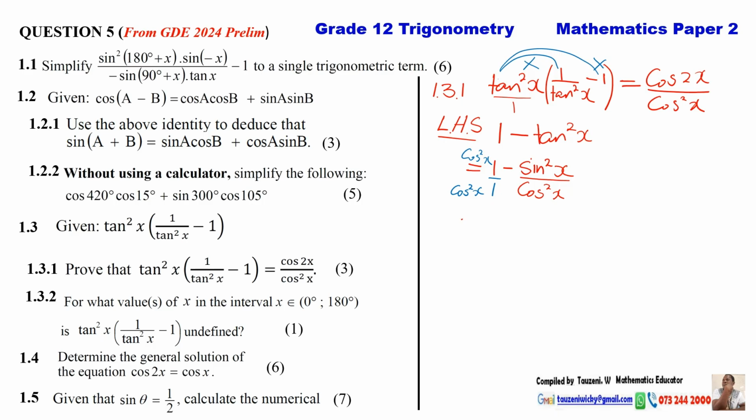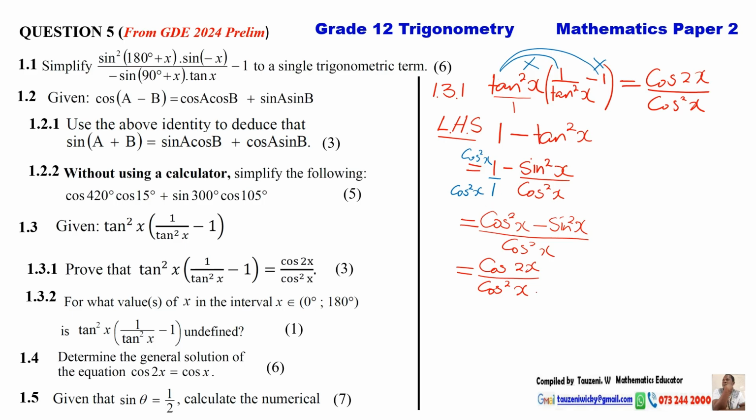My expression now becomes cos squared x minus sine squared x divided by one denominator, which is cos squared x. Then the top one, cos squared x minus sine squared x. You have done your formulas very well. You should be able to notice that it is equal to the cos of 2x. So this is cos 2x divided by cos squared x. My identity has been proved for 3 marks.